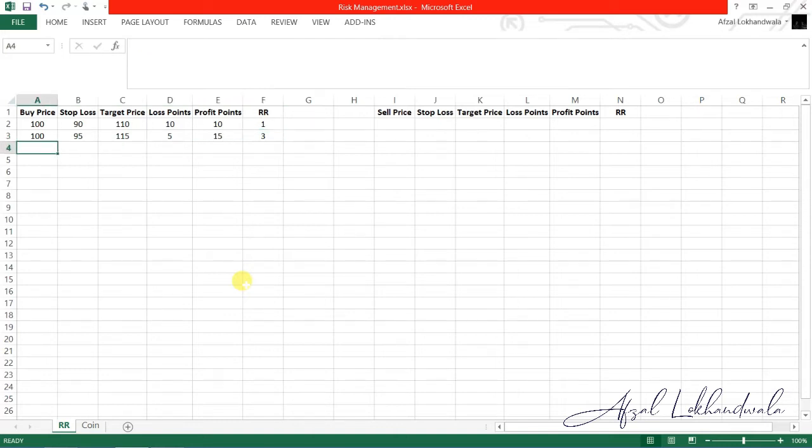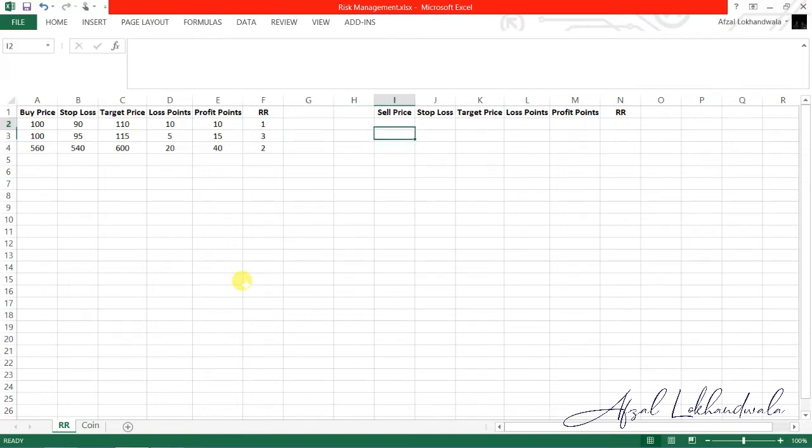Let us take one more. Suppose you buy at 560, place a stop loss at 540 and place a target at 600. Now your loss point is 20, your profit points is 40. So your risk reward ratio, you can calculate it easily, is 2. You are risking 1 to get 2, you are risking 20 rupees to get 40 rupees. So this is how risk reward ratio is calculated.